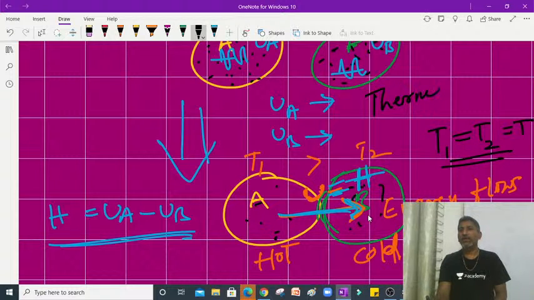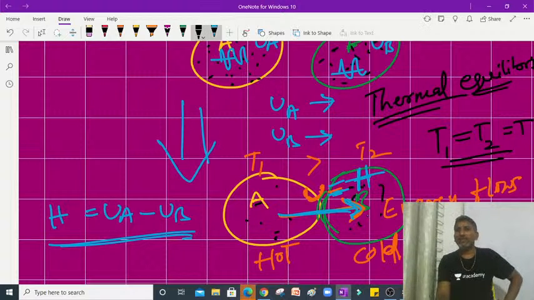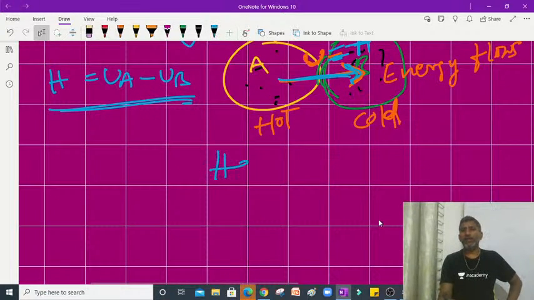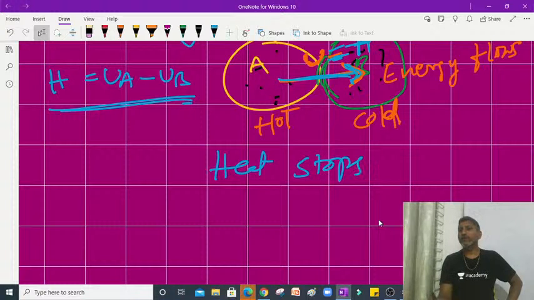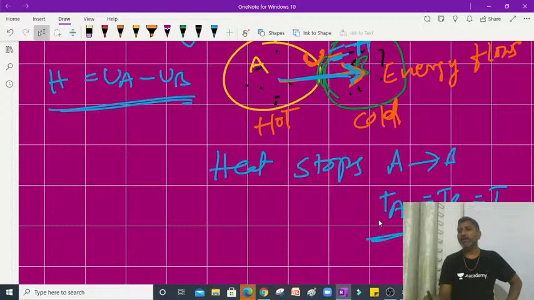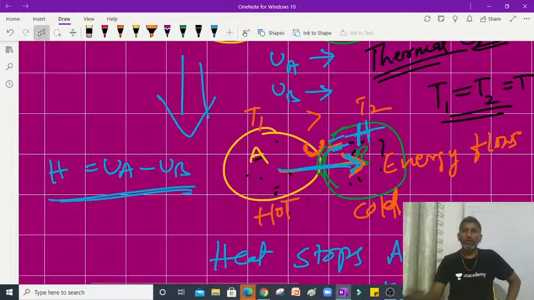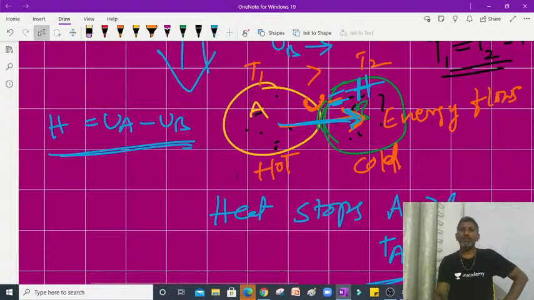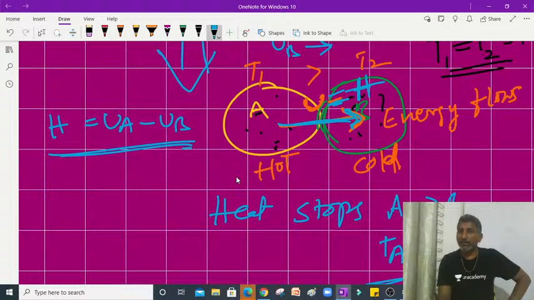This condition is said to be thermal equilibrium. Whenever the thermal equilibrium state is reached, heat stops flowing from A to B, because now the temperature of A is equal to the temperature of B, and the common temperature I am calling T. So now you see, students, heat flows from A to B until thermal equilibrium is reached. What is thermal equilibrium? Both bodies' temperatures must become equal. Until then only, heat flows.